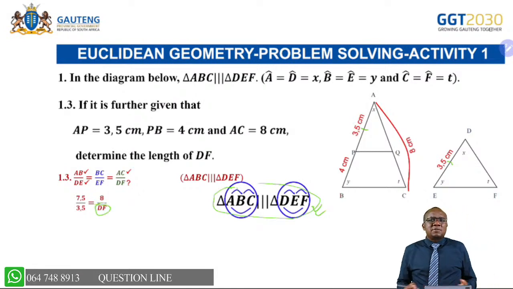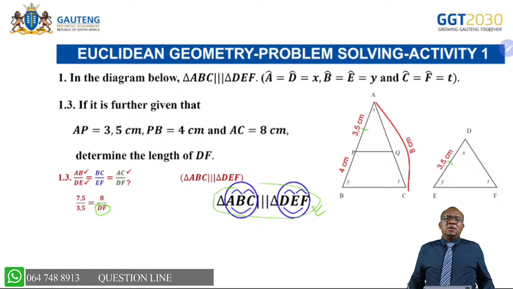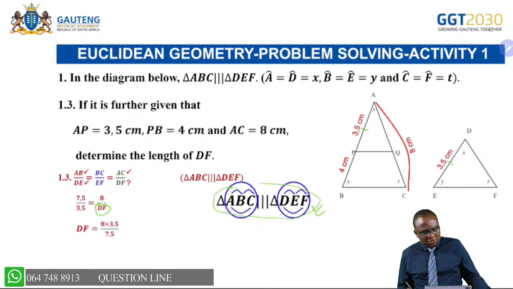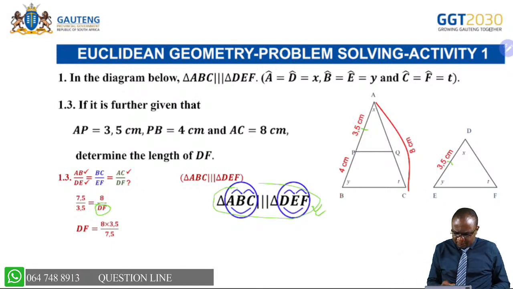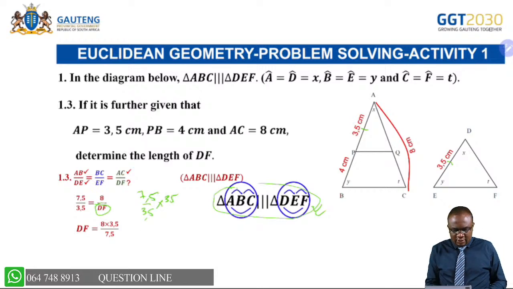Now we can cross multiply, or you multiply both sides by 3,5. I'm not sure which method you prefer there. Right, what did I use here? I multiplied both sides by 3,5. Let me just explain this part. I say 7,5 over 3,5 times 3,5 is equal to 8.